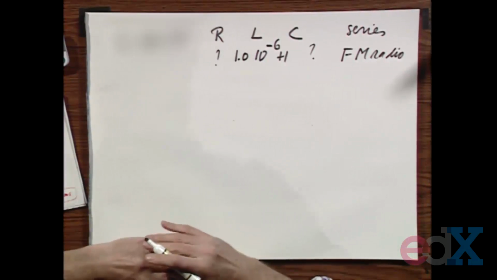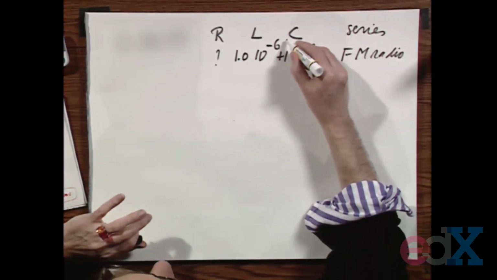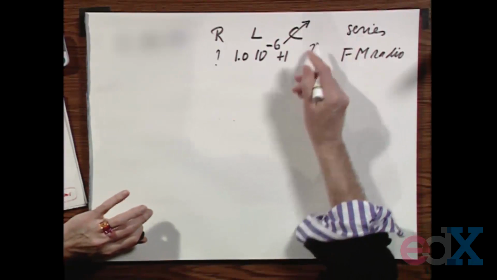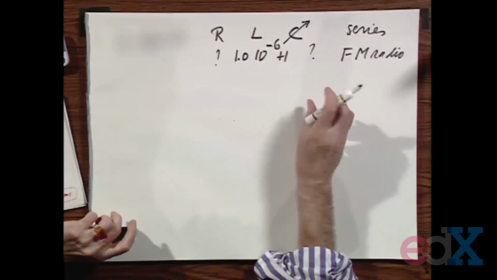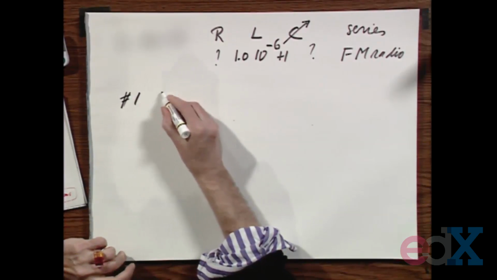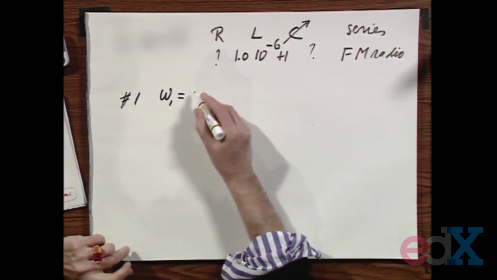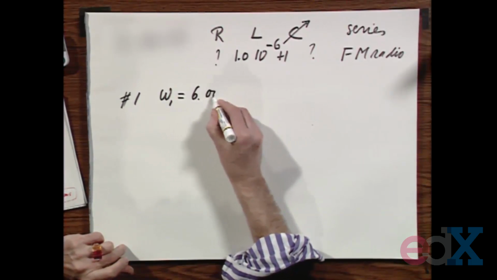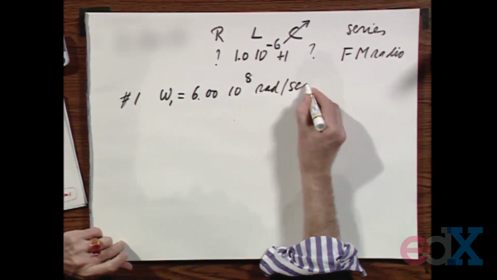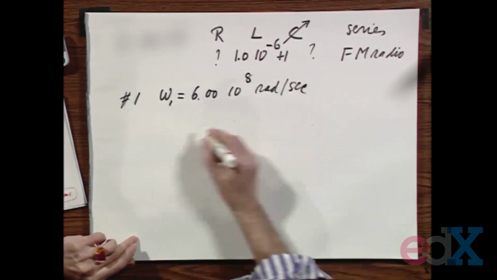And I tune in on a broadcast. I do that by varying the capacitor. This arrow through the C means that the capacitor can be varied. And I have broadcast station number 1, which broadcasts at an angular frequency of 6.00 times 10 to the 8 radians per second. And I tune dead on to this one.